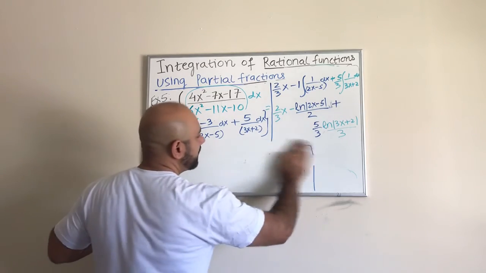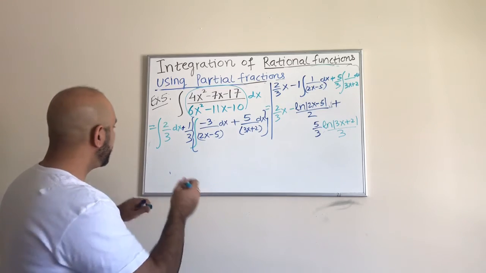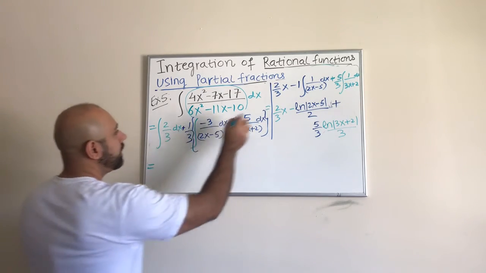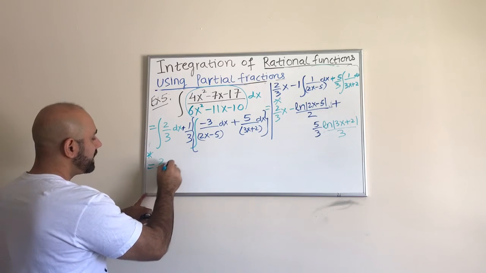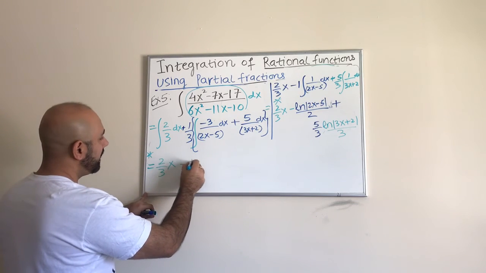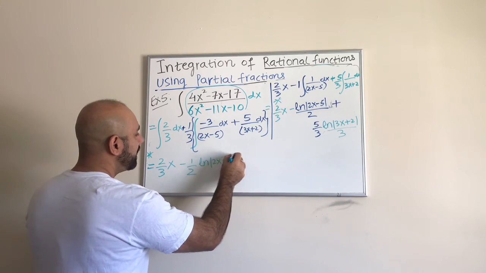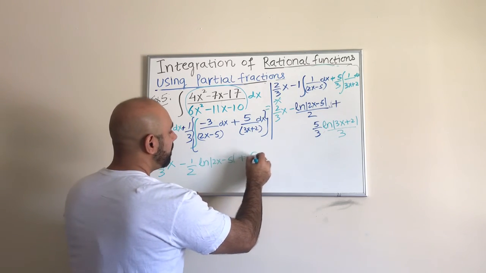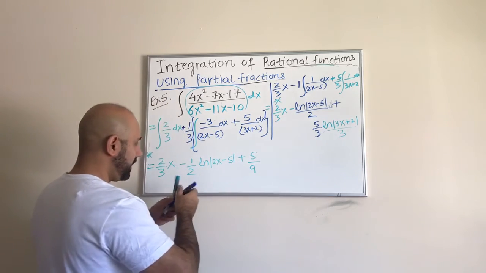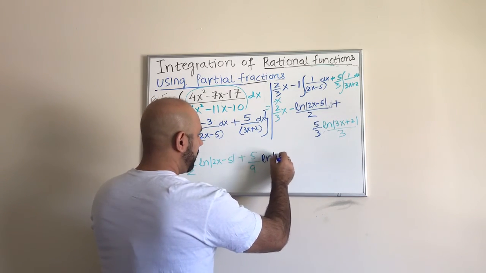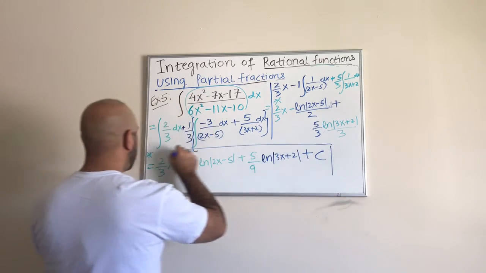So the final answer, guys, and I want to write the whole answer in just one line. From here, I'm just writing it right here. So it is 2/3 x. That is my first term. My second term is going to be negative 1/2. I can write it like this: ln of 2x minus 5. And then my third term is 5 over 3 times 3 downstairs is 9, ln of 3x plus 2. And then, guys, there's a plus c because this is an indefinite integral.